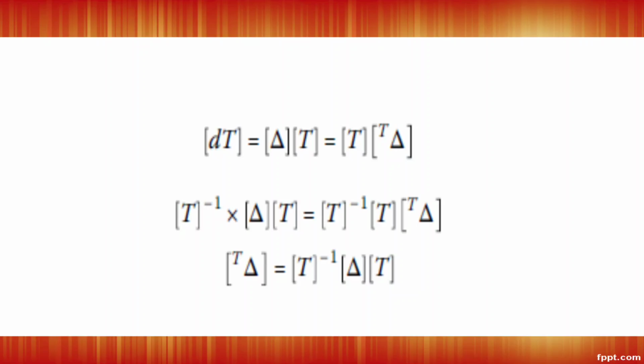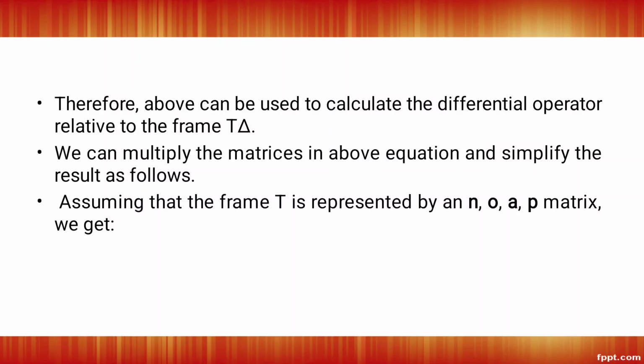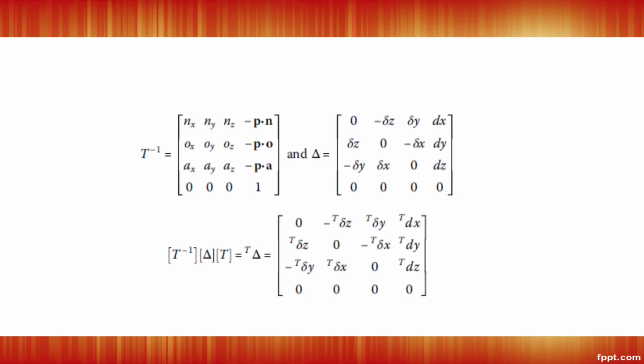So we get some equations. We get T inverse equal to, the inverse takes us back to the original frame, and we have nx, ny, nz, ox, oy, oz, ax, ay, az, and then the last column minus p dot n, minus p dot o, minus p dot a, that is the position, and the other elements are the rotation matrix, which tells how the axes are oriented.